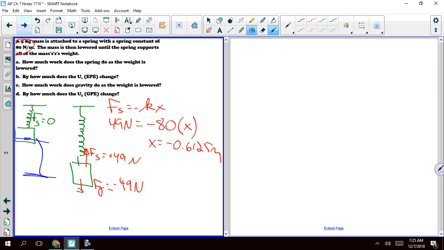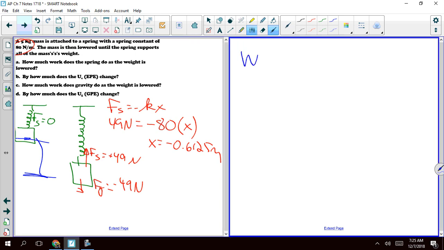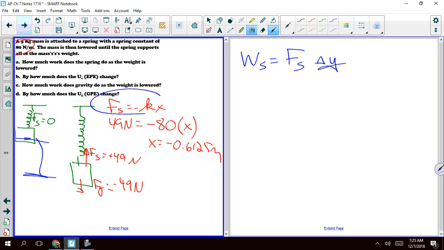My knee-jerk reaction would be to do this. The work done by the spring is equal to the force of the spring times how far it's moved, which in this case is vertical, right? But remember, we can only use the equation work equals force times distance if the force is constant. And in this example, the force is not constant, because as the spring stretches, the amount of force it exerts changes. So we can't do it that way. This is no good here.